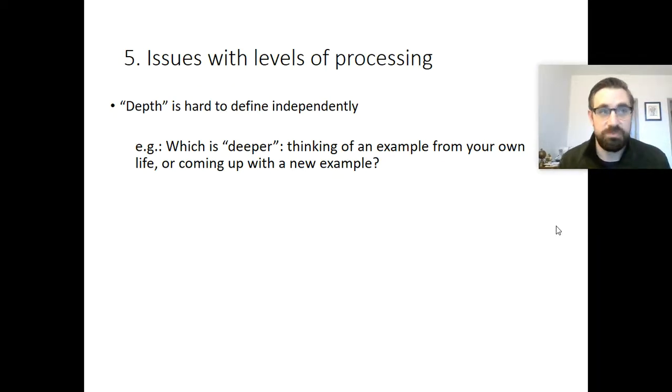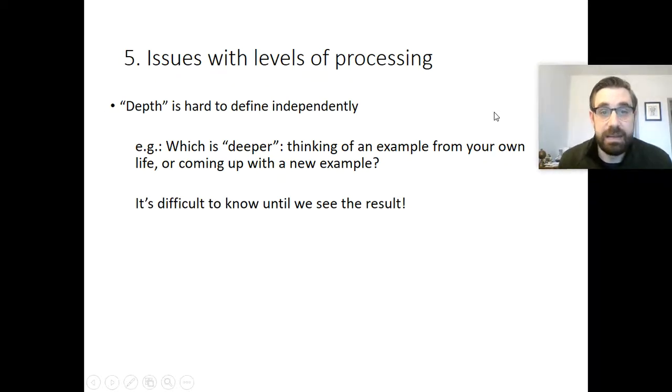So let's say you're studying multitasking. Is it better to think of an example of multitasking from your own life, or is it better to come up with a new example, not from your life, but about some imaginary person? Which one of those is deeper? I actually have no idea. I could run a test and see which one performed better and then assume that that was deeper. But did you perform better because it was deeper, or was it deeper because you performed better? We're in sort of a loop.